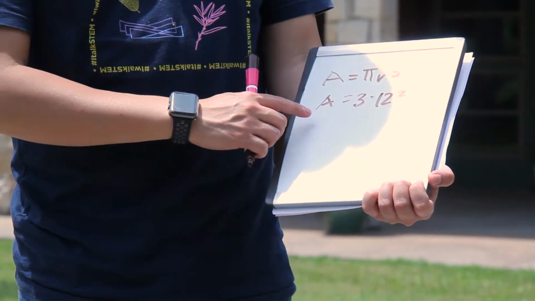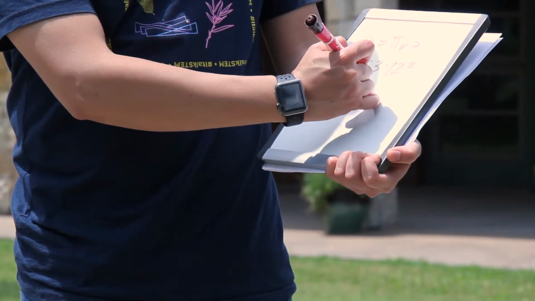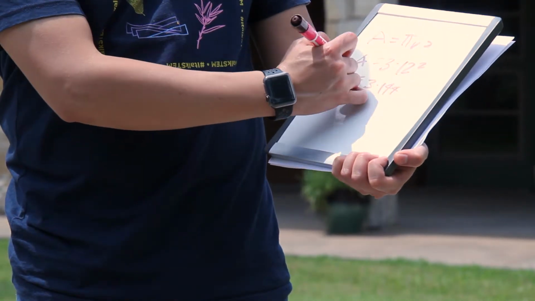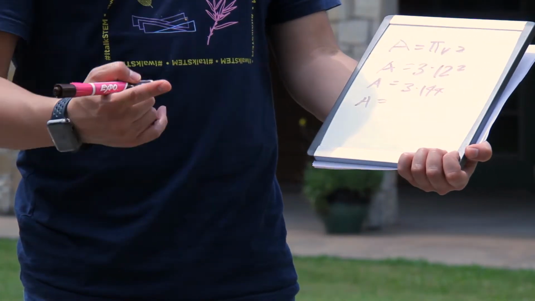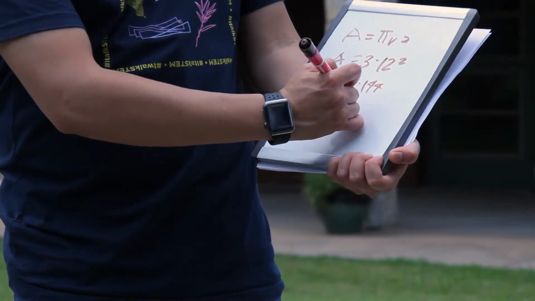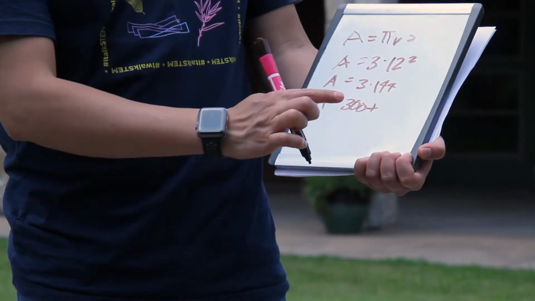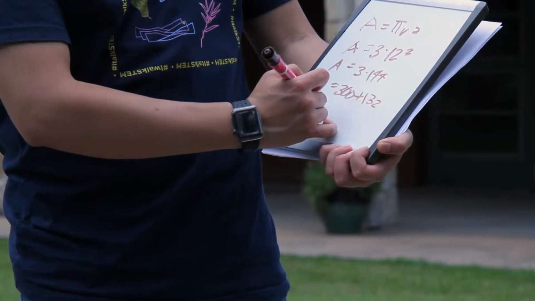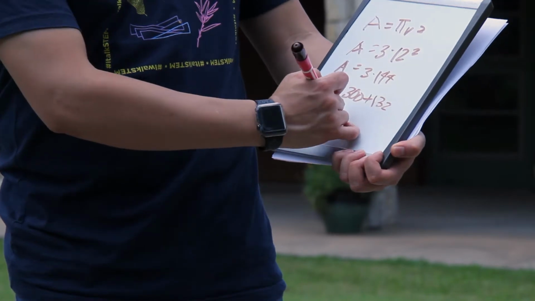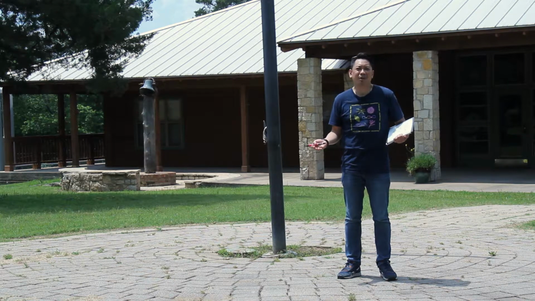So the area of this space around the flagpole is 3 times 12 squared, or 3 times 144. And so the actual area of this space is 3 times 100, or 300, plus 3 times 44, which is 132. So our estimate for the area around the flagpole is 432 square feet.